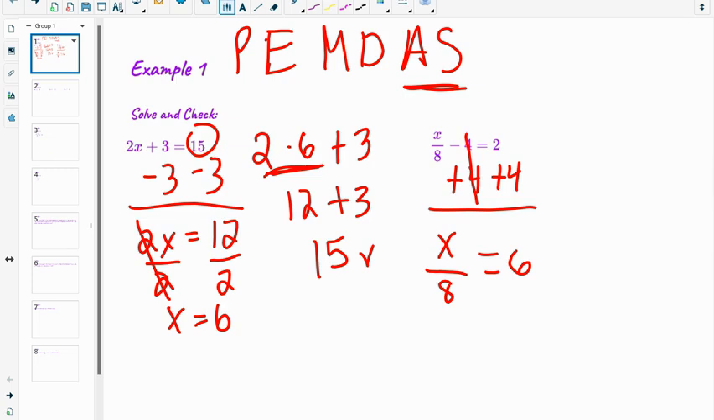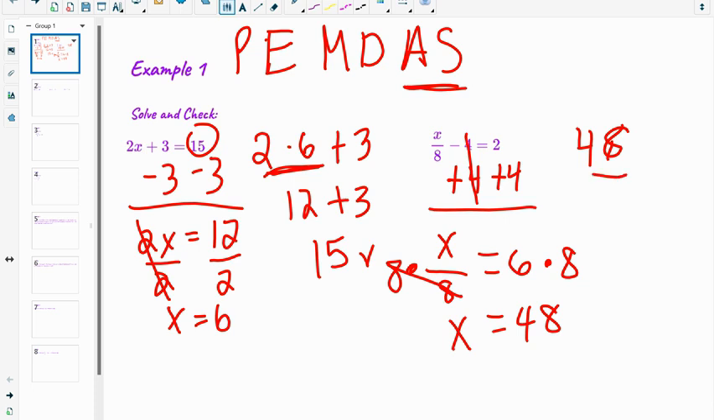Now we're dealing with division with the x divided by 8. So remember, we are multiplying in this instance, both sides. Cancel out the 8s, we end up with x equals 48. So let's go ahead and check our answer. 48 divided by 8 minus 4. So we know that 48 divided by 8 is 6. Minus 4 is 2, which is what we had here. And so we're done.